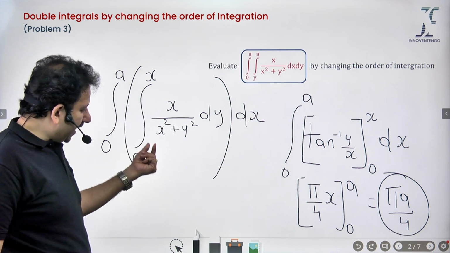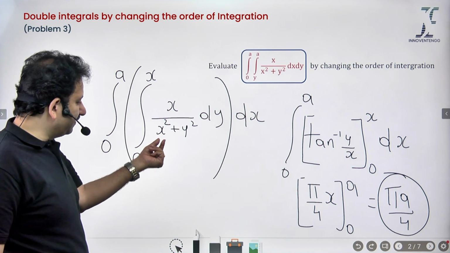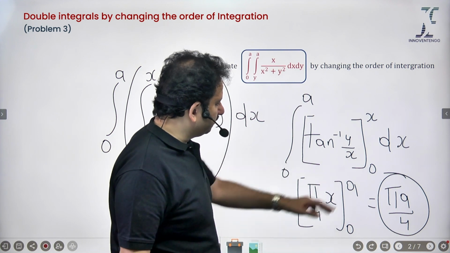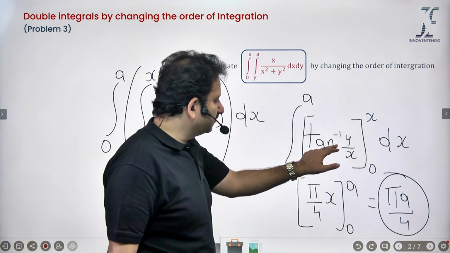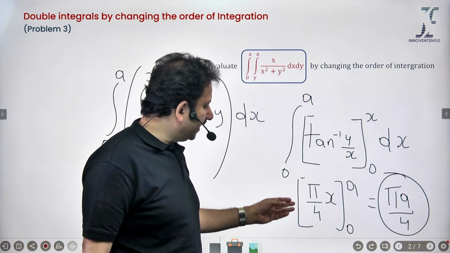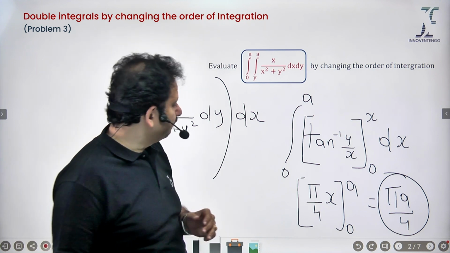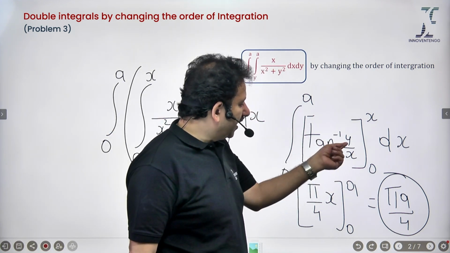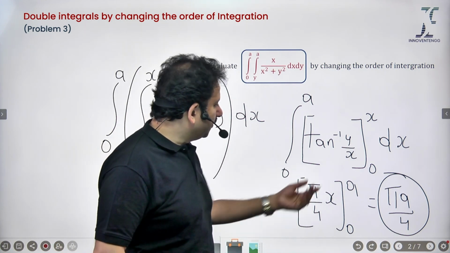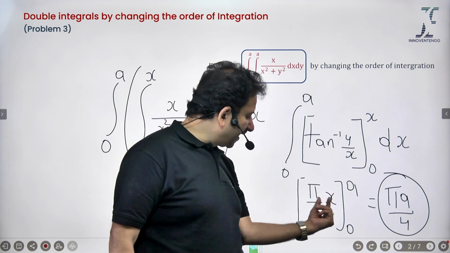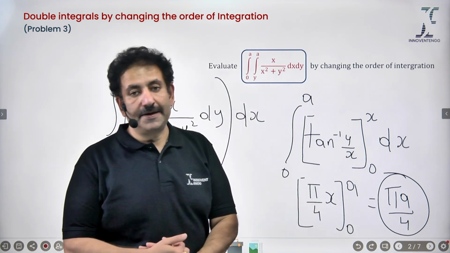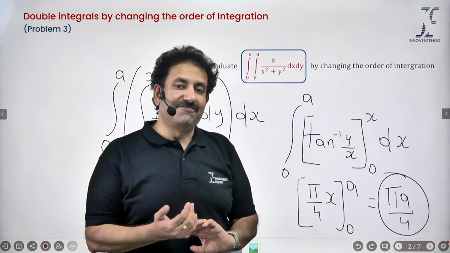Here it is y by x, because a is replaced by x and x is replaced by y. So tan inverse y by x, if you substitute the upper limit x, what happens, it becomes tan inverse 1, which is 45 degrees. Because it has to be written in radians, we have written it as pi by 4. And lower limit, y is replaced by 0, tan inverse 0, which is 0. So you get only pi by 4. And when you integrate pi by 4 with respect to x, you get pi by 4 into x. And the limits are 0 to a. And when you substitute that, you get pi a by 4. So that was a very, very easy one.